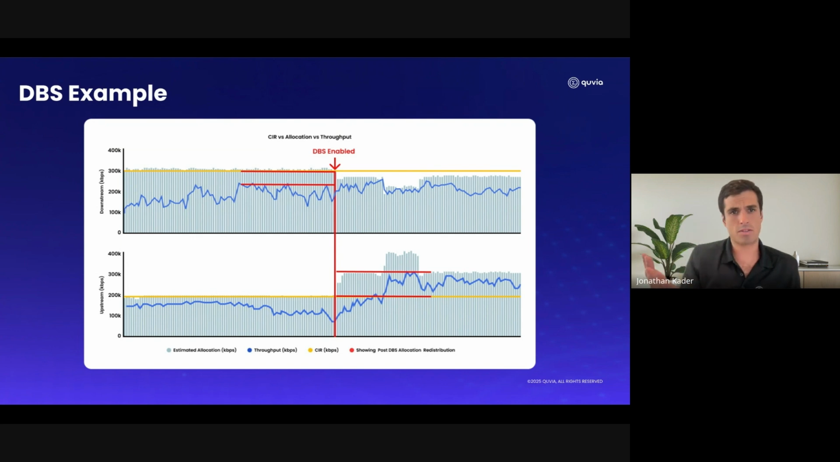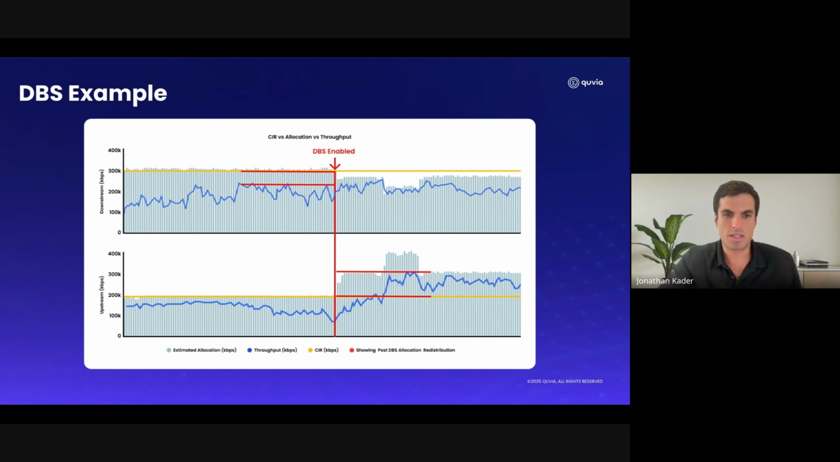So we can see right after DBS is enabled, there's an initial bump and then a second bump on the upstream side, and you'll see on the downstream that the allocation actually goes below CIR into two separate bumps. And you can see that throughput on the upstream is actually going above the CIR, and it's allowing it to flex up in order to serve a use case.